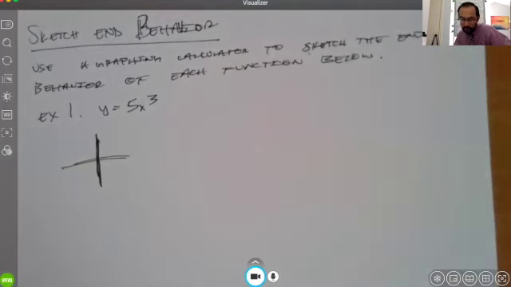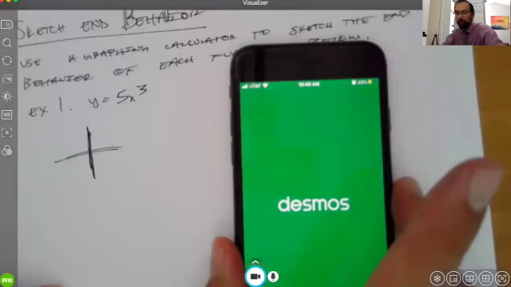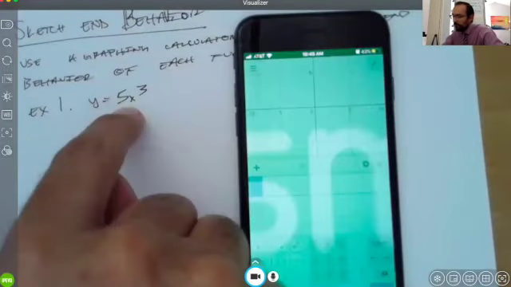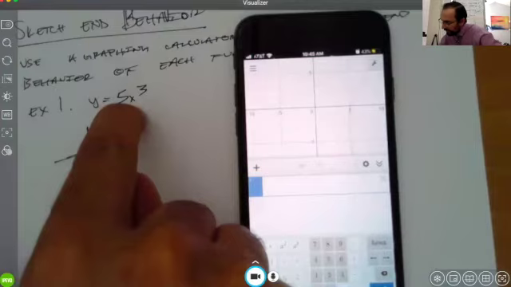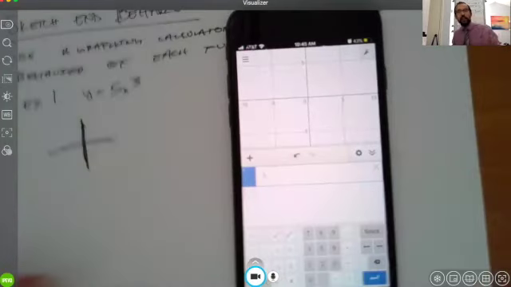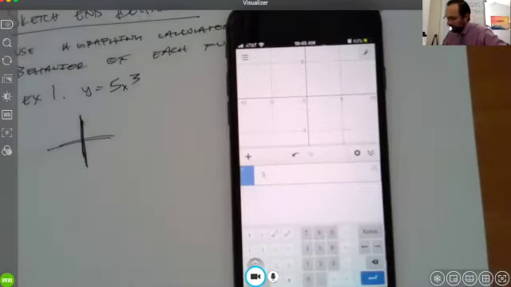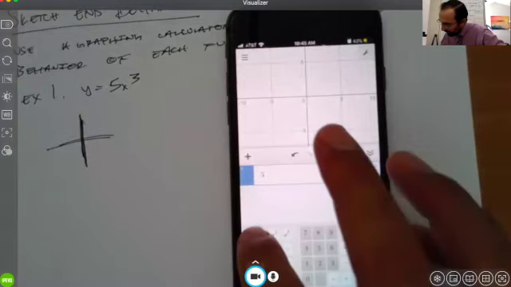What I want to do, since you've already downloaded Desmos, is go to Desmos and just type this in. I'm not going to sketch the entire function. I'm just going to sketch the end behavior. So on the left, is it going up or down? On the right, is it going up or down? And that's all I need to worry about right now.